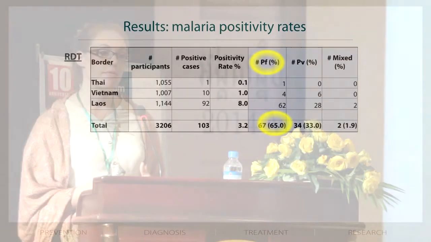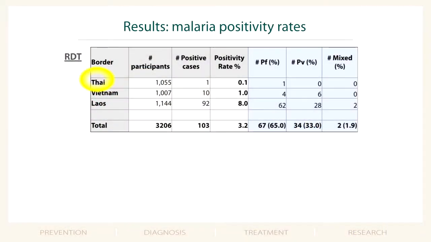But the positivity rate in our study populations did differ a lot between the 3 sites. So on the Thai border, we only found 1 case of malaria, and the rate was 0.1%. On the Vietnamese border, there were 10 cases and a 1% positivity rate. And on the Lao border, it was much, much higher, with 92 positive cases and a positivity rate of 8% in that population.